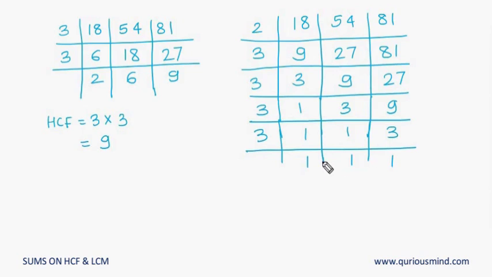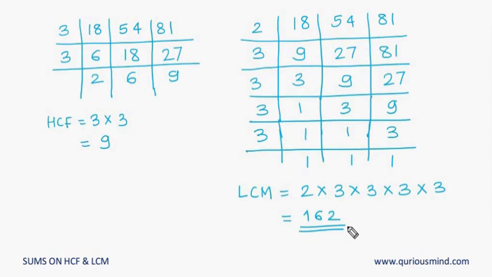And we have reached 1. So we need to multiply these to get our LCM. 3 3s are 9, 9 3s are 27, 27 3s are 81, 81 2s are 162. Let's do one more. 91, 112, and 49.